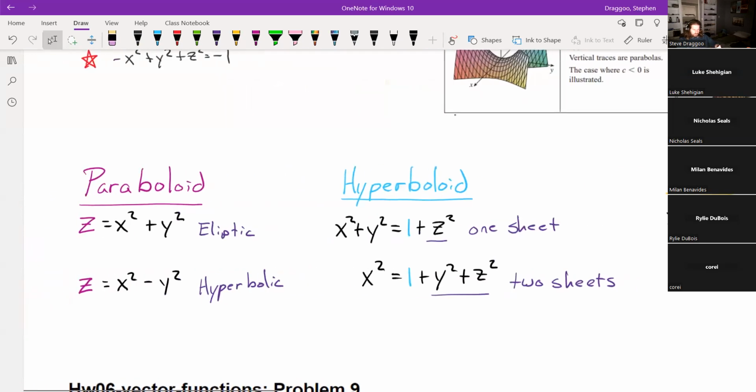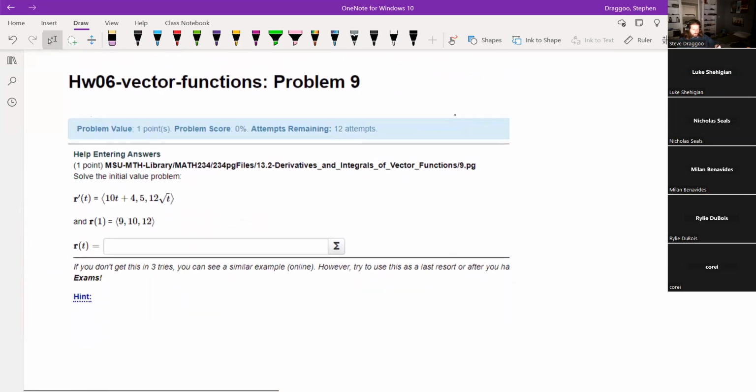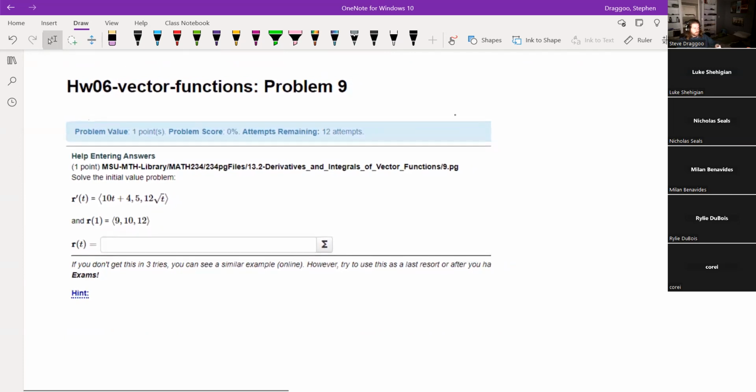Okay, let's move on to some stuff that's past quadratic surfaces. Oh, wow, it's 9 o'clock already. Okay, some vector functions. Moving into chapter 13. What do we have going on here?